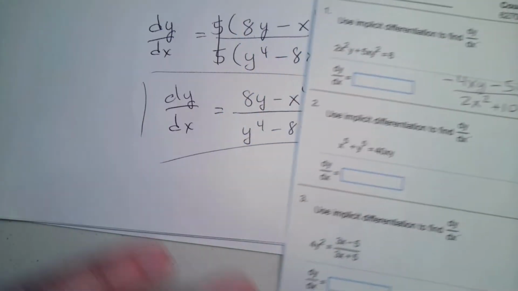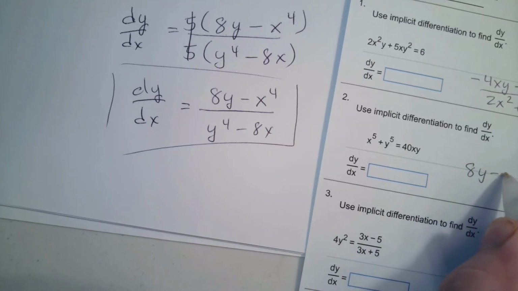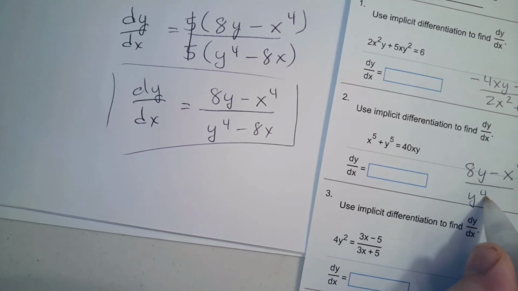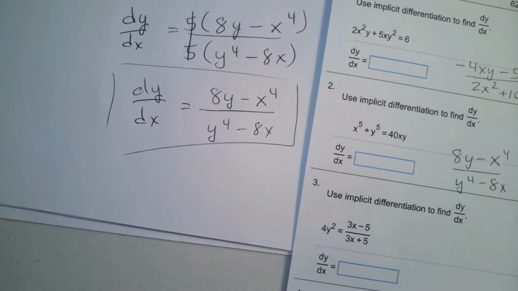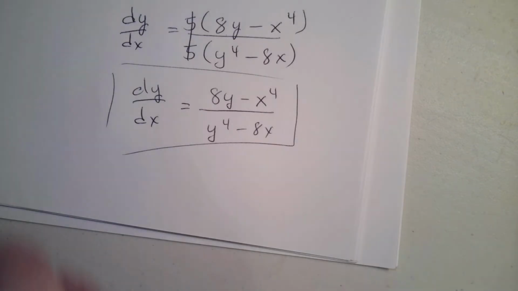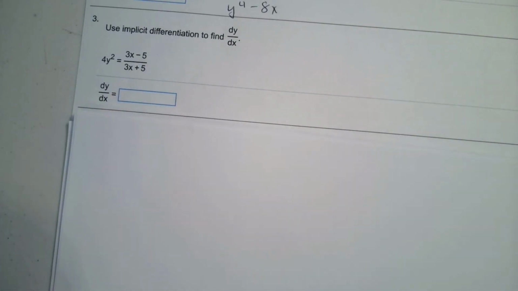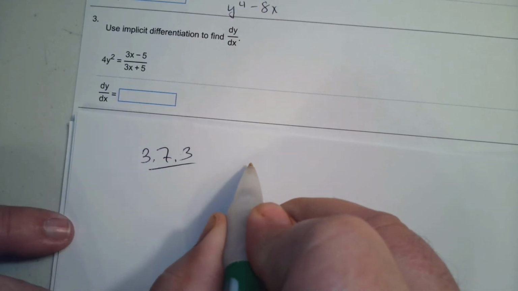And that goes here. 8y minus x to the 4th over y to the 4th minus 8x. Number 3. Chapter 3, Section 7, Question 3.